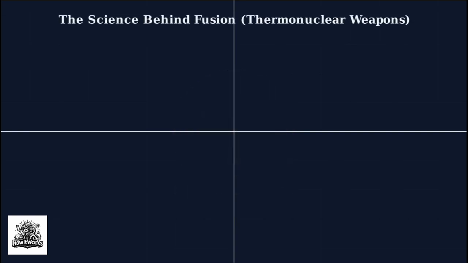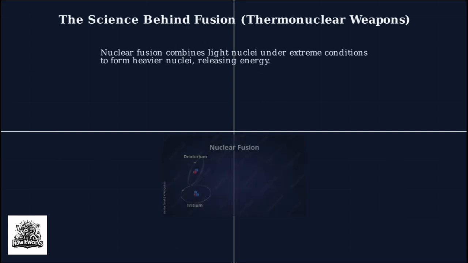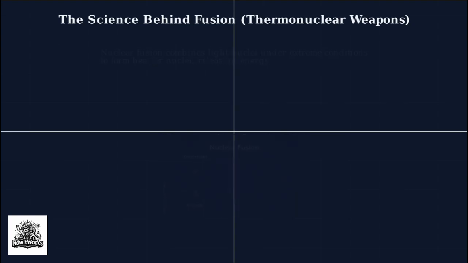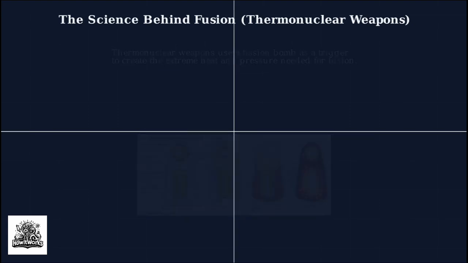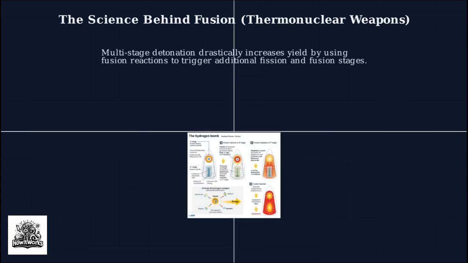Nuclear fusion is the process where light atomic nuclei combine to form heavier nuclei, releasing enormous energy. In thermonuclear weapons, isotopes of hydrogen, deuterium, and tritium are forced together to create helium. Watch as deuterium and tritium nuclei approach and combine. The Teller-Ulam design employs a two-stage process where fission initiates fusion. This multi-stage design allows for yields millions of times greater than fission-only weapons.